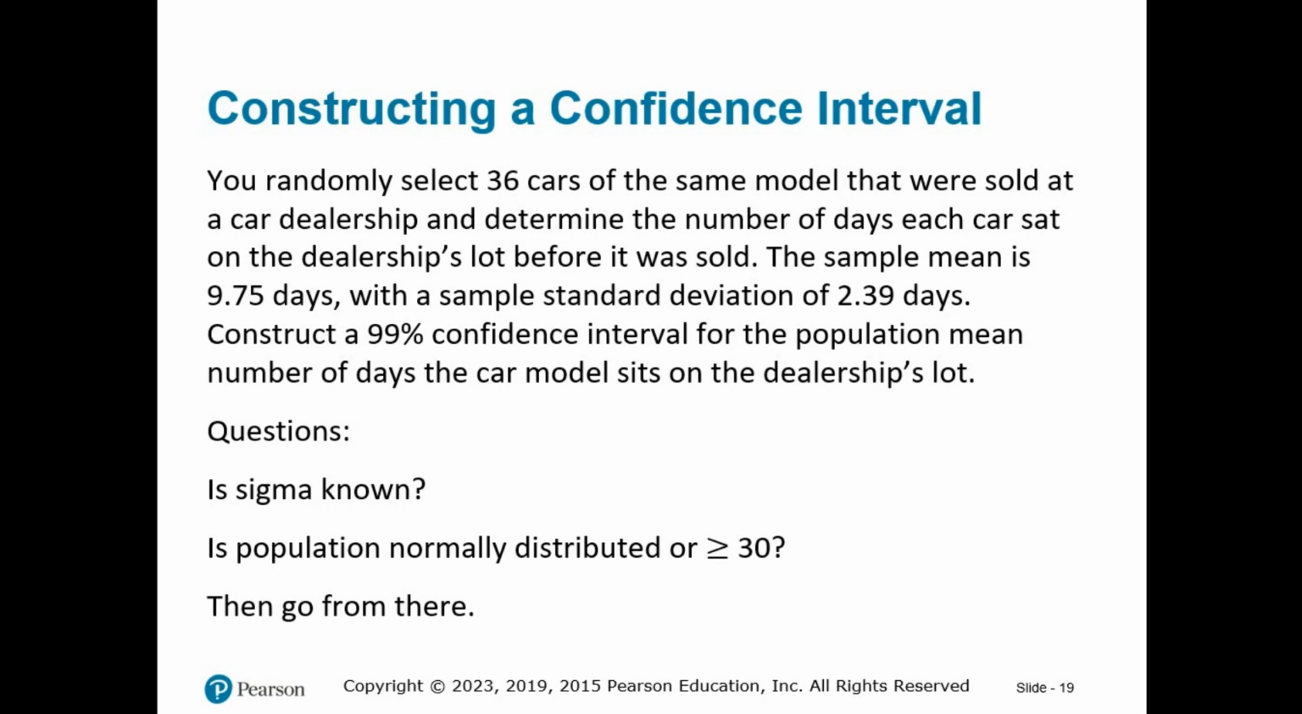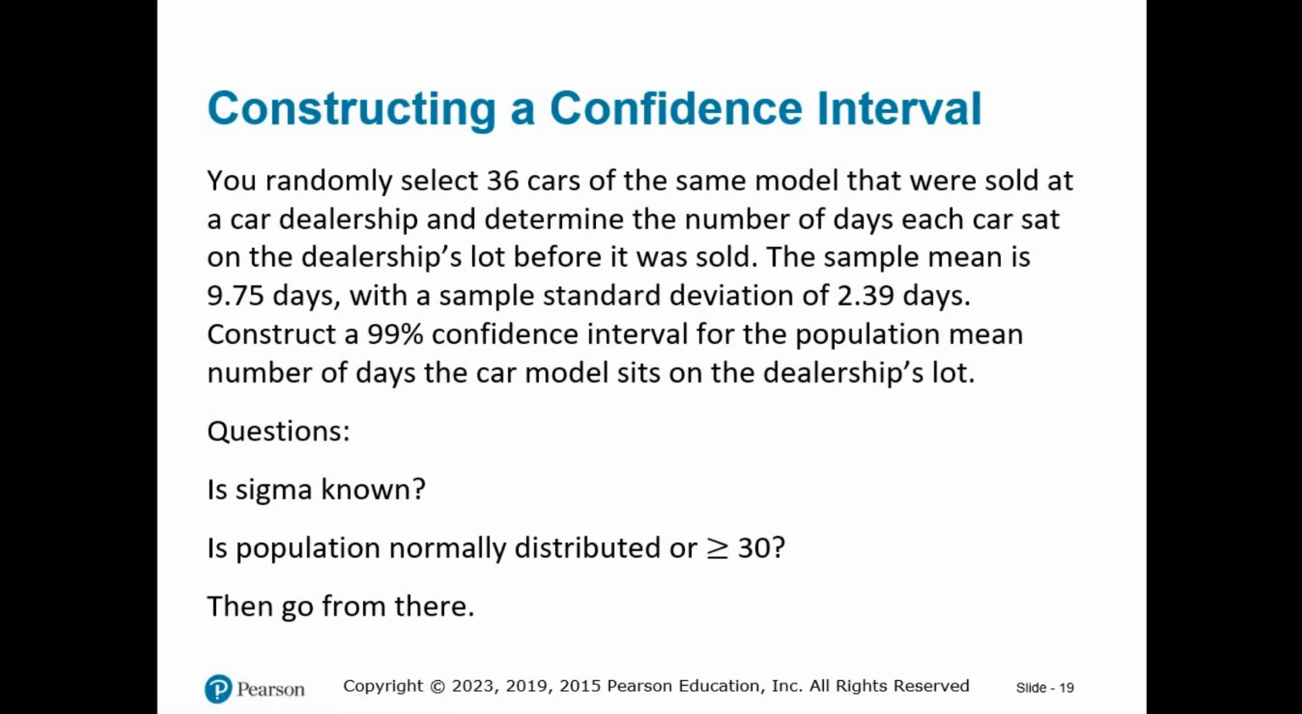You randomly select 36 of the same model cars that were sold at a car dealership and determine the number of days each car sat on the dealership's lot before it was sold. The sample mean is 9.75 days, with a sample standard deviation of 2.39 days. Construct a 99% confidence interval for the population mean number of days the car model sits on the dealership's lot. First question, is sigma known? No. That means we're possibly dealing with a t-distribution.